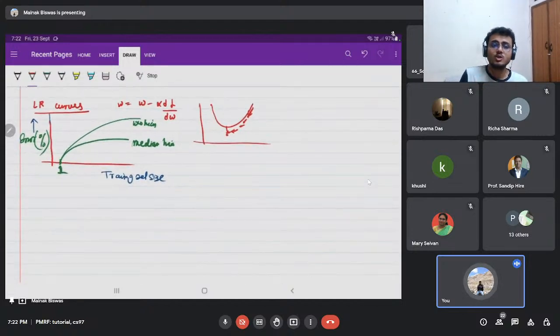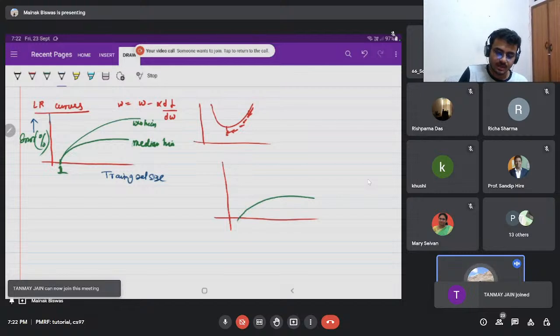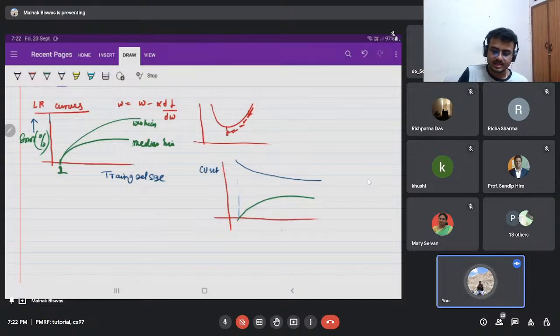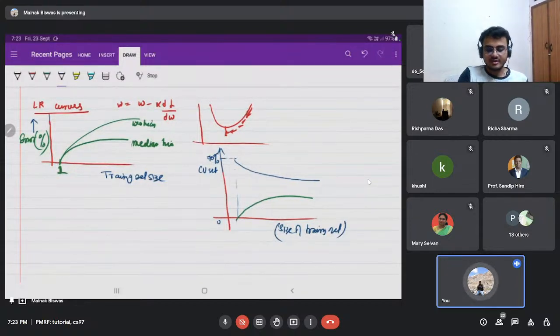How do you know that your model is overfitting or underfitting? That's the question. I'll use the same color for the training set, and this is your cross validation set. What do I mean by error percentage on the cross validation set? And this is the size of the training set. So how do you interpret this curve? This is, say, 70%. So this is 0.